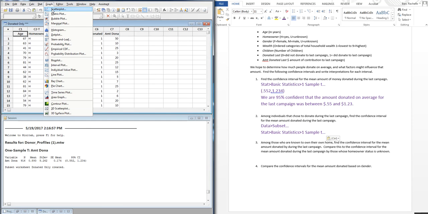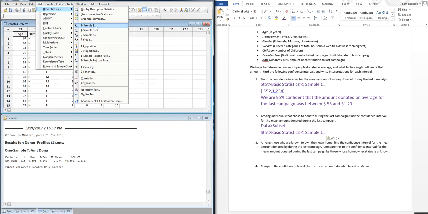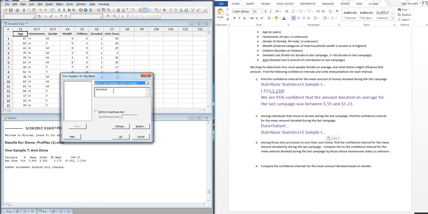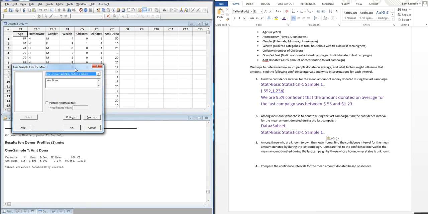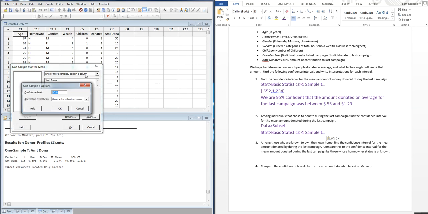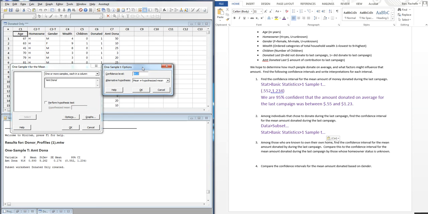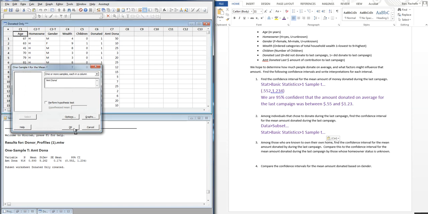So we're going to go up to Stat, Basic Statistics, 1 Sample T. And I'm still doing this for amount donated. I'm going to do the same options as I did for the other one. So I can look at these and say, if I only look among donated people, this is what the average is. So, yep, 95%, not equal to. We are good to go. Let's go through our OKs.